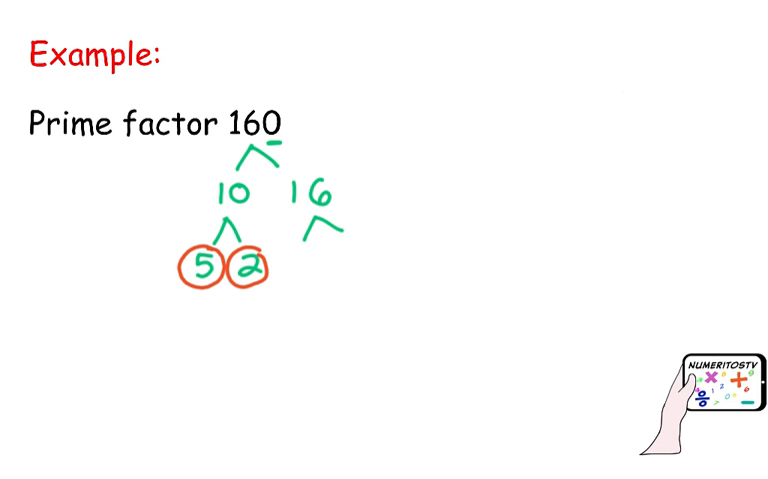For 16, I can use 2 and 8, or I can use 4 times 4. I'm using 2 and 8, but remember that any of those pairs will work. Is 2 a prime number? Yes, it is, so I'm done. Is 8 a prime number? No, it's not, so keep going. Now give me factors of 8. 2 times 4. 2 is a prime number, so I circle it. 4 is not, so keep going.